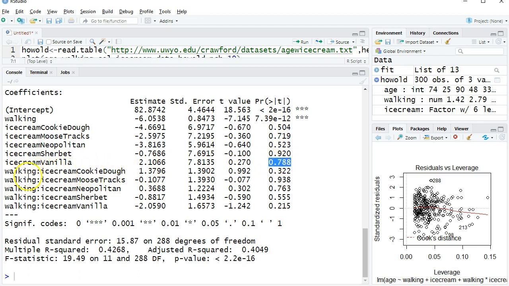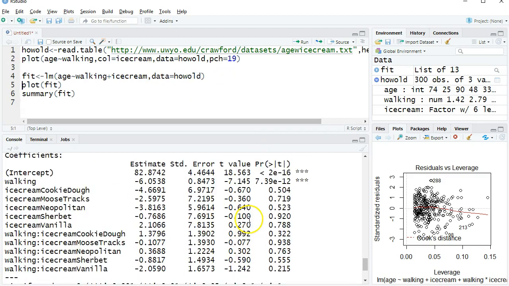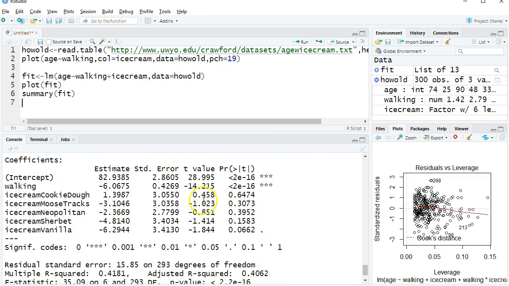Does cookie dough seem to affect the walking value? In other words, does it change the slope based off your ice cream? Large p-value, large p-value, large p-value. All I see are large p-values. So I'm going to go back to my model. Letting the ice cream change the slope doesn't seem to matter. If I take that part out, then I still don't see any effect of ice cream.